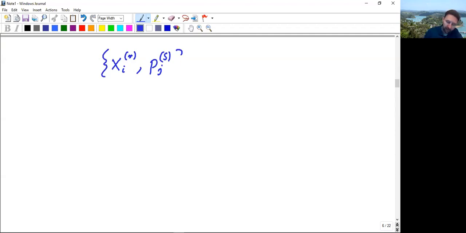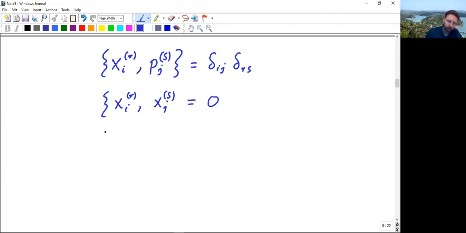Then their Poisson bracket is going to be only 1 if this position belongs to that momentum. So the i and the j have to match, but also they have to belong to the same particle. So we have this Poisson bracket. And then all of the positions have a zero Poisson bracket with each other, and so do the momenta.